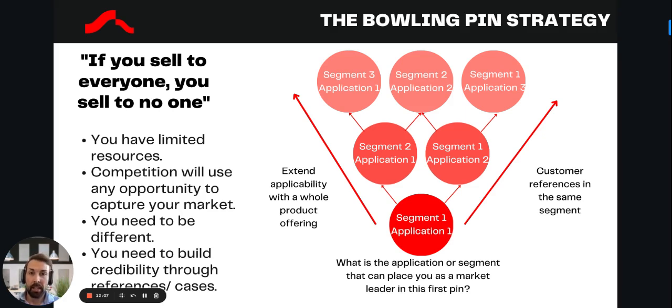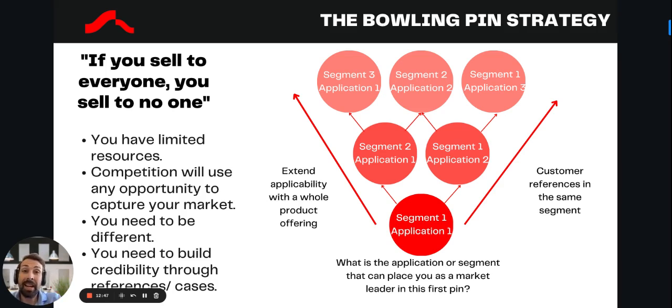So that's why this bowling pin strategy works, because the bowling pin strategy solves all these issues by focusing on a specific segment, vertical, or application. You will be focusing your limited resources on winning that segment, building credibility through references and use cases, building referenceability through word of mouth, being different than your competition, and also closing the doors to the competition. And that's basically all the reasons that you may want to have a look at this.